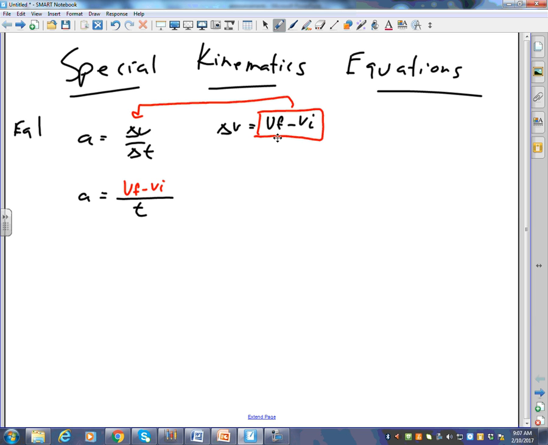Okay? And now I'm going to do a little bit of formula manipulation. How do I get the t to the other side there? It's attached by a divide by t, so how do you get it to the other side? Multiply both sides by t. Well done, Josh. And so I get at equals vf minus vi.